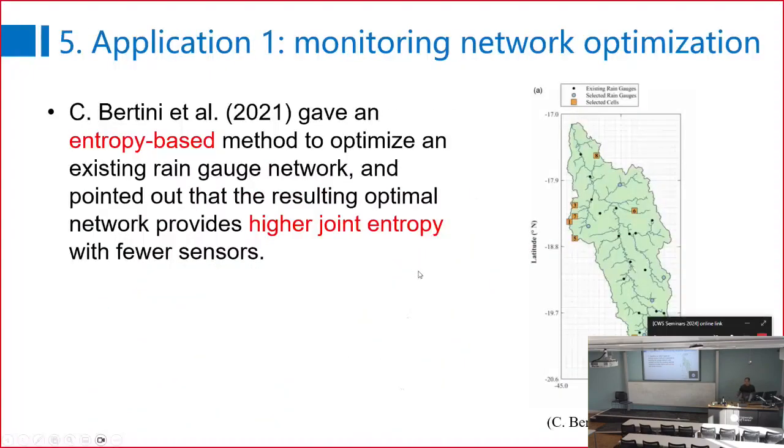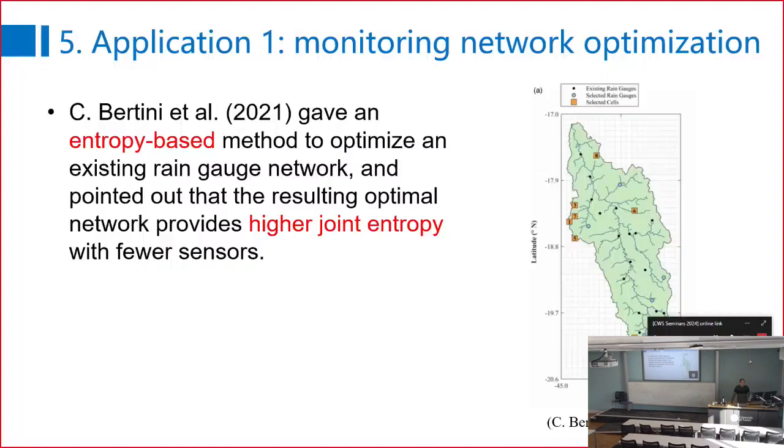Then we go to the application. So with the entropy, with the index framework, how do we use it? The first one is also very popular: multi-network optimization. Currently, we also have many discussions with the industry.